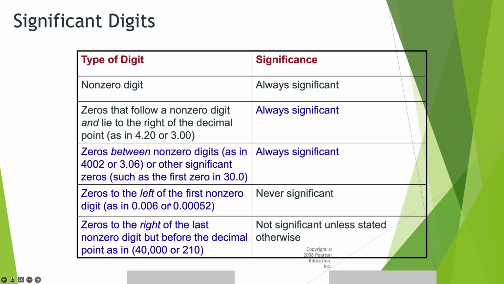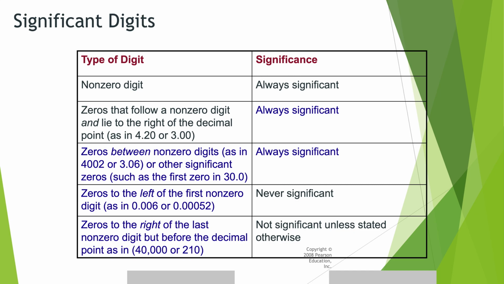A non-zero digit is always significant, and we'll give you some examples of these, but this might be a good thing to get a picture of to put in that album on your cell phones. Zeros that follow a non-zero digit and lie to the right of the decimal point are always significant, okay? Zeros between the non-zero digits, as in 4002 or 3.06, that's always significant. So you count the zeros if they're included in between numbers. They're just like any other digit.